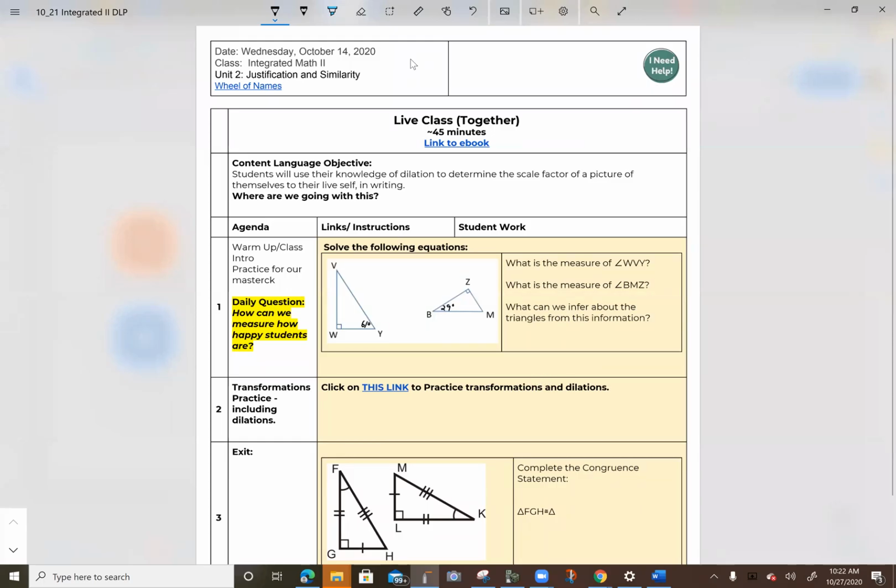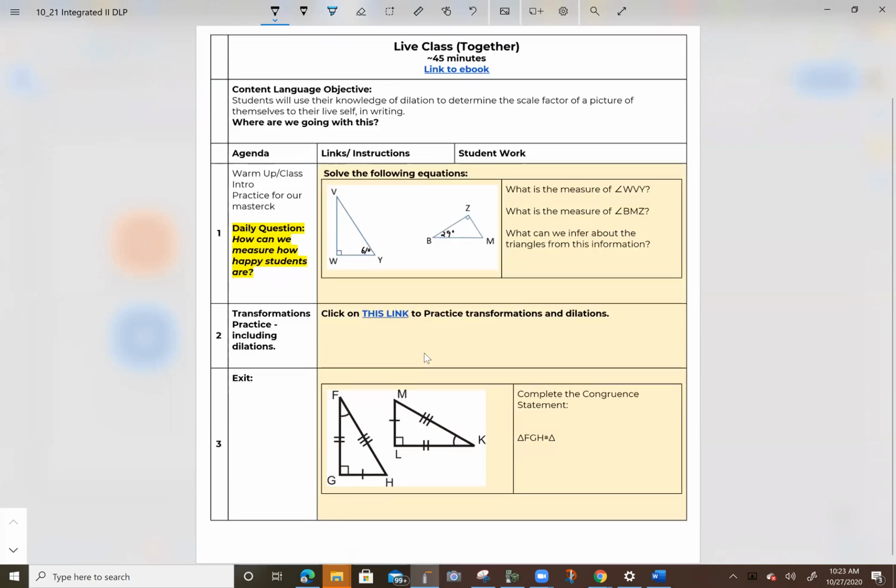Hey everyone, let's go over this Launchpad before it looks like I have the wrong date up here. Launchpad for October 21st, Wednesday, October 21st. And our objective today is students will use your knowledge of dilation to determine the scale factor of a picture of themselves to their live self in writing. Okay, so that's the same one we did last time.